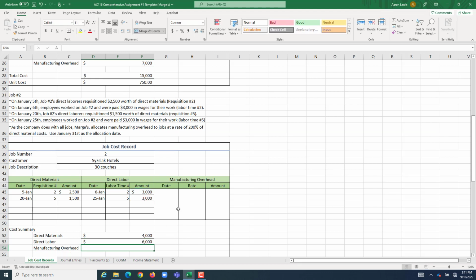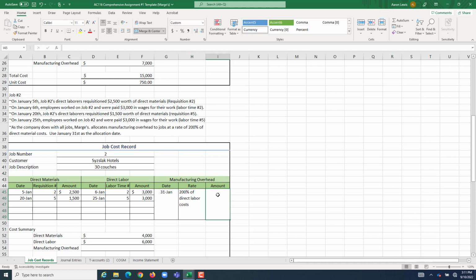And now we need manufacturing overhead. We're going to do it the same exact way that we did before. We are going to take costs out of our overhead pool and put it into this job at a rate of 200% of whatever that job's direct material costs were. Information tells us that we're going to do this on January 31st. So our rate is still 200% of direct labor costs.